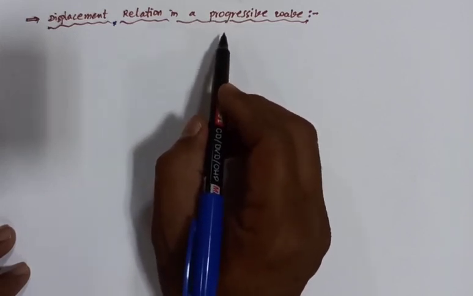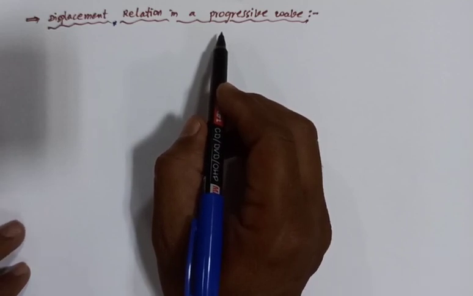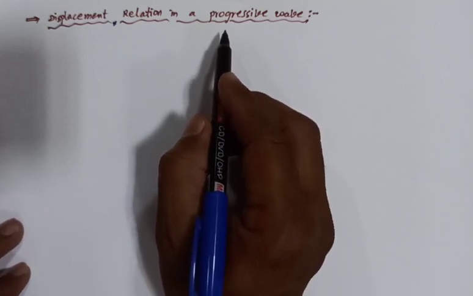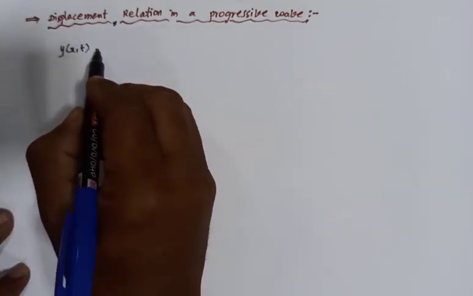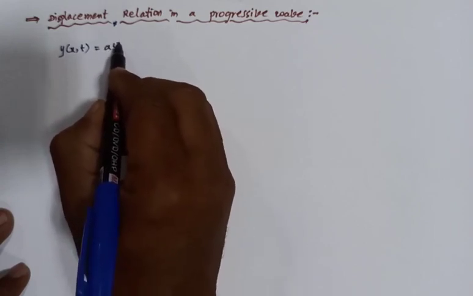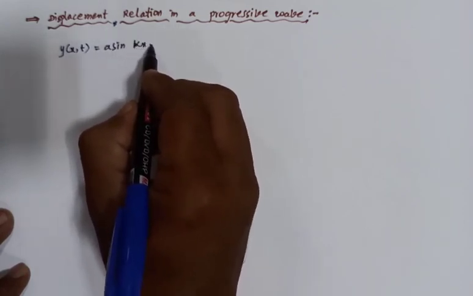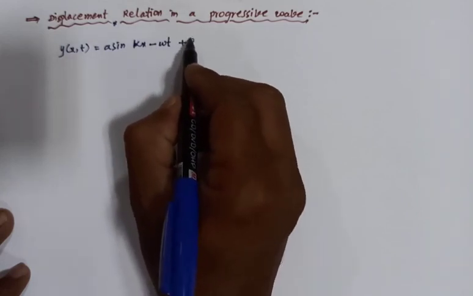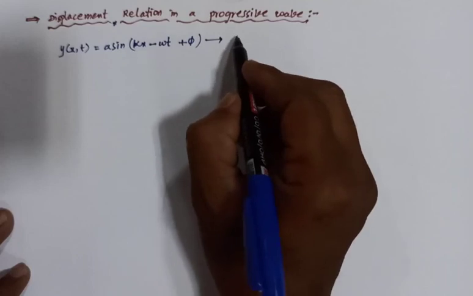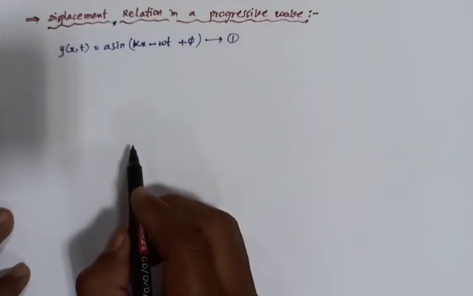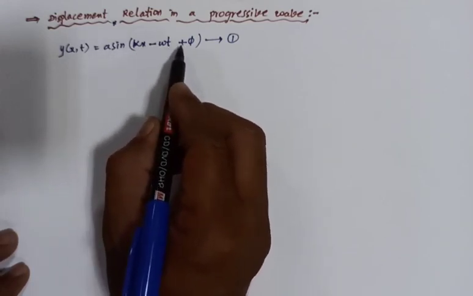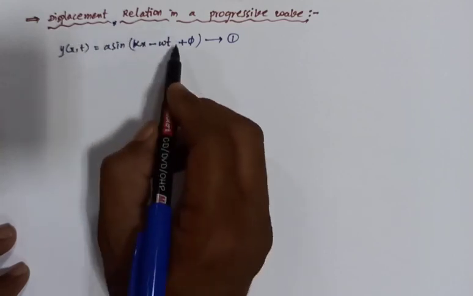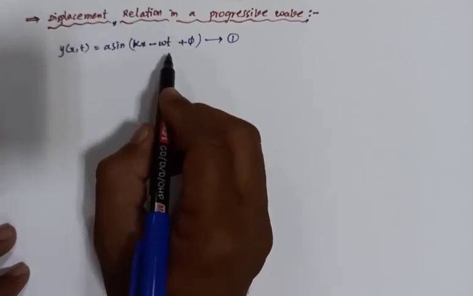A progressive wave, that is a longitudinal wave or a transverse wave, is represented by an expression. So the expression is y(x,t) = A sin(kx - ωt + φ). So this is the expression for the progressive wave. How is it taken, and why is it taken? What are the parameters, the characteristics here?